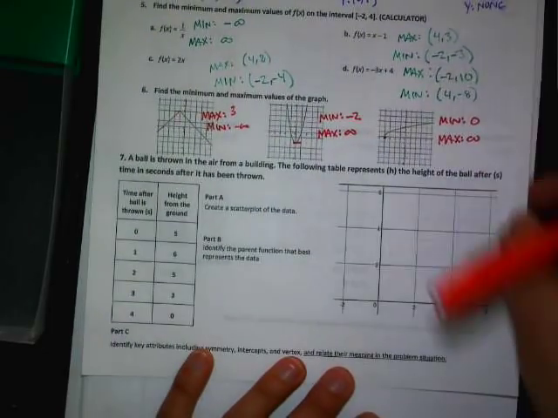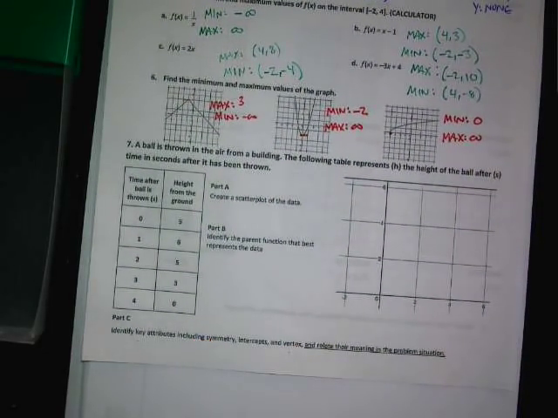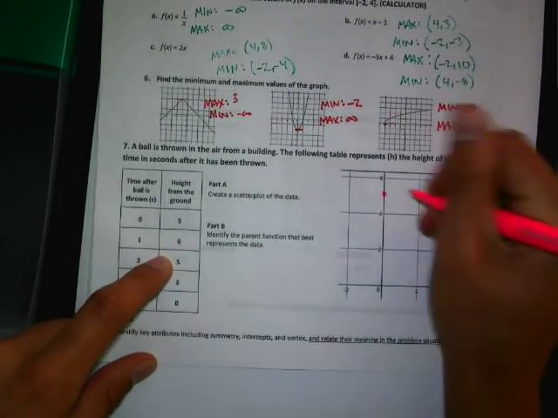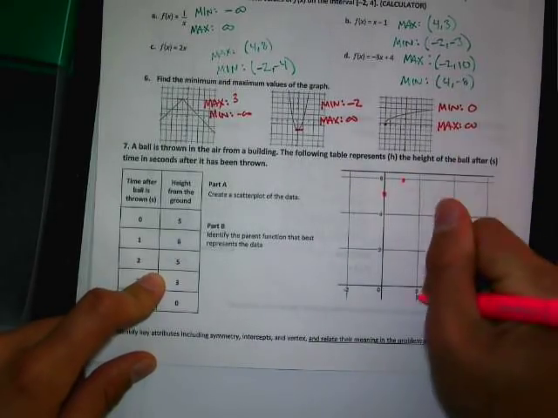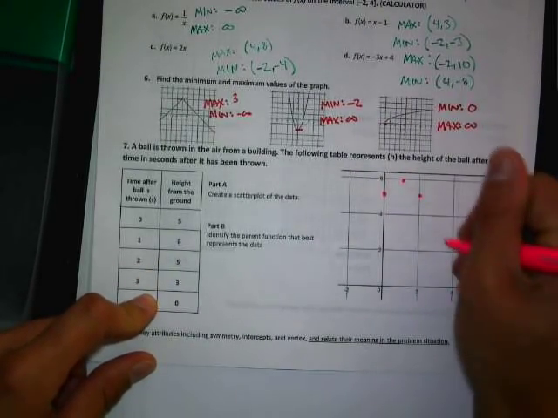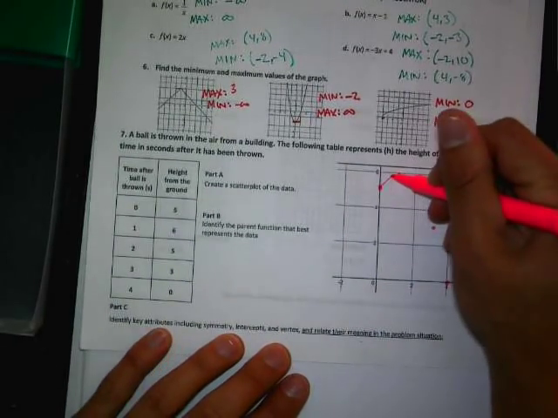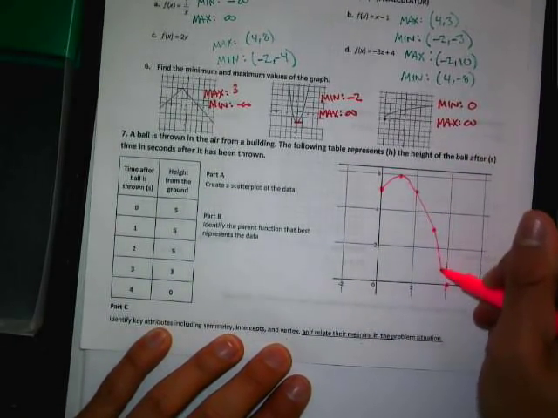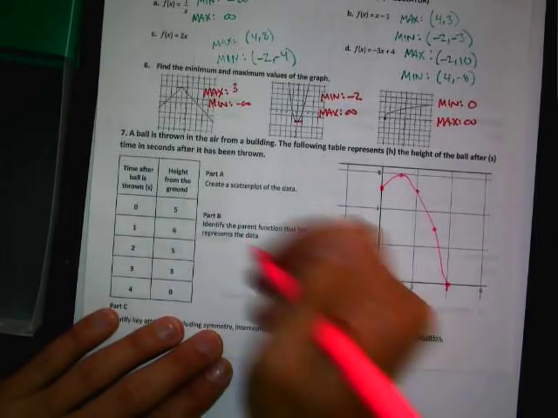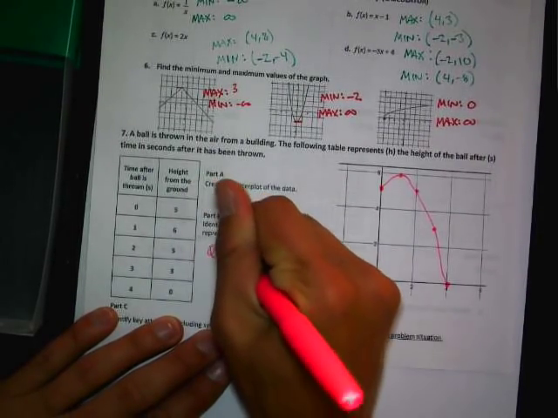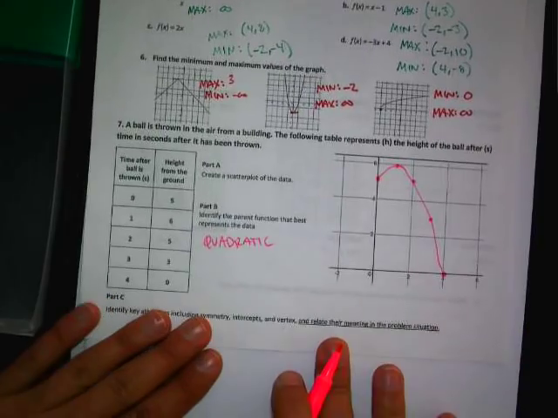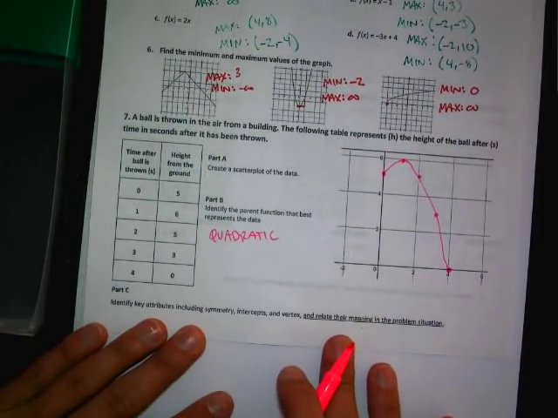All right, last problem, number 7. You are going to have one very similar to this on the test. So first, plot your points. 0, 5, 1, 6, 2, 5, 3, 3, 4, 0. So I have a ball, I'm standing on a building, and I'm throwing it in the air, and it goes up, and it comes back down. So that looks like a quadratic function. Okay? So part B is it's a quadratic function.